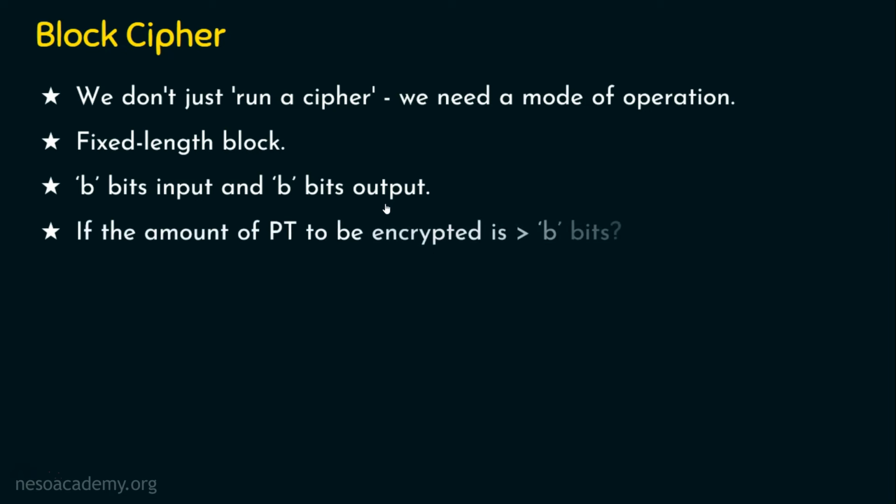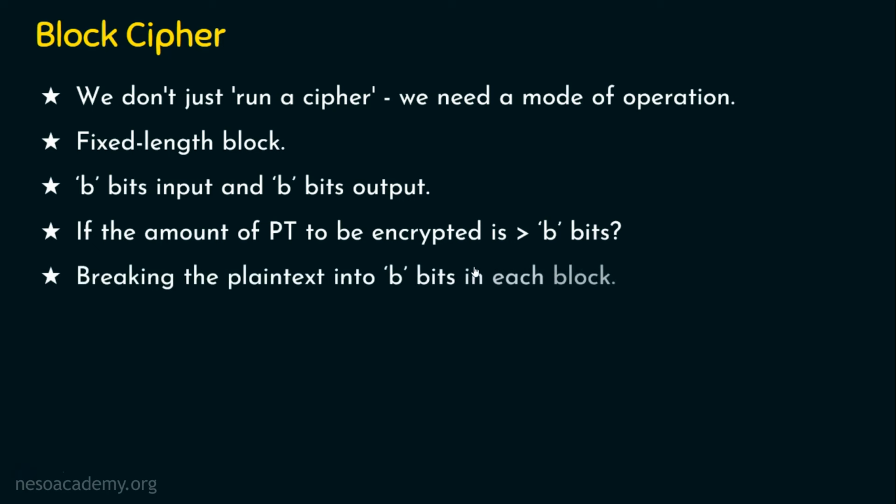So the situation is, if the amount of the plain text to be encrypted is greater than B bits. Say for example, in case of AES, we know the input block size is 128 bits. Suppose we want to encrypt a file which is of 1 MB. So 1 MB means what? 1024 kilobytes. So 1024 kilobytes of data have to be encrypted. Here we have 1024 kilobytes of data, obviously which is greater than B bits, which is 128 in this case. So how to handle this?